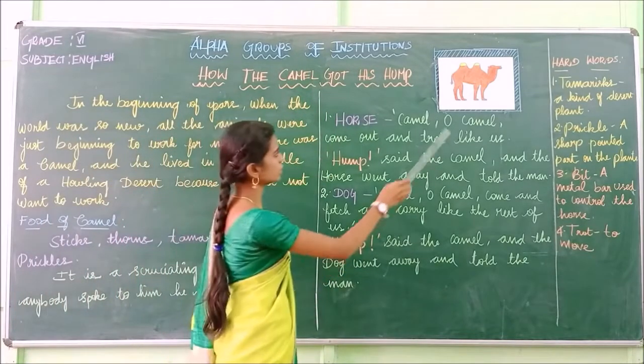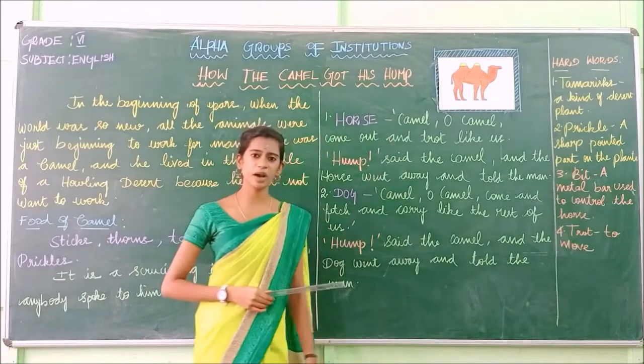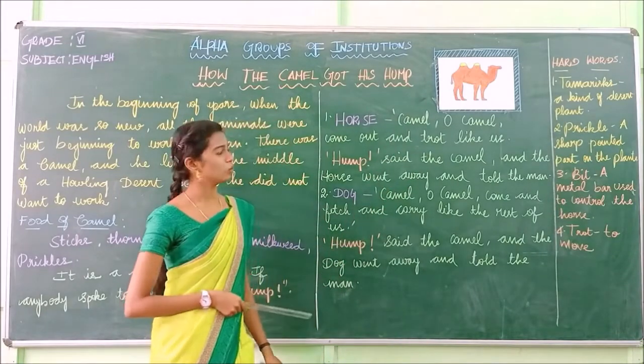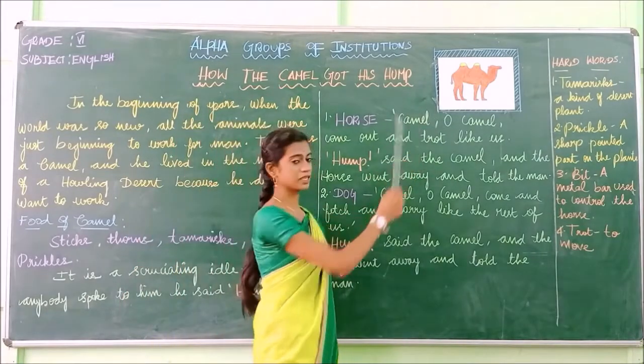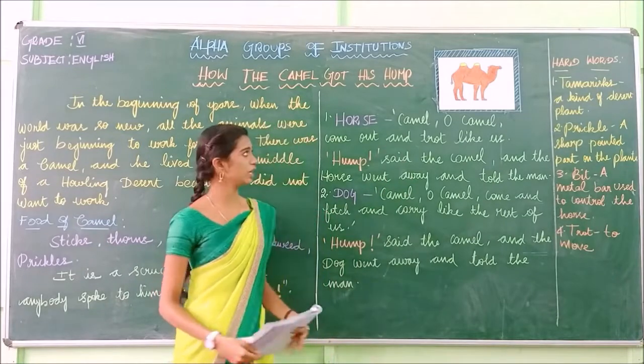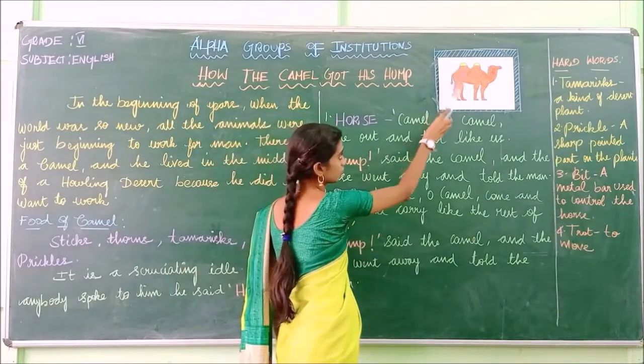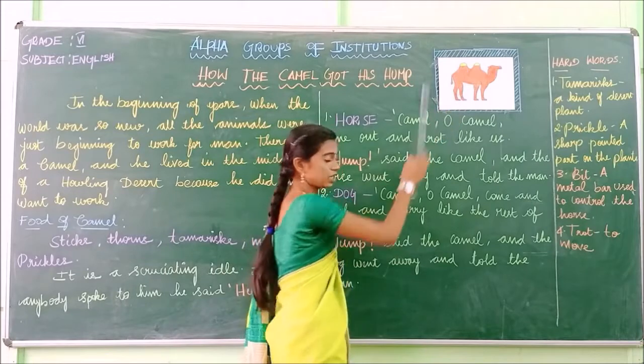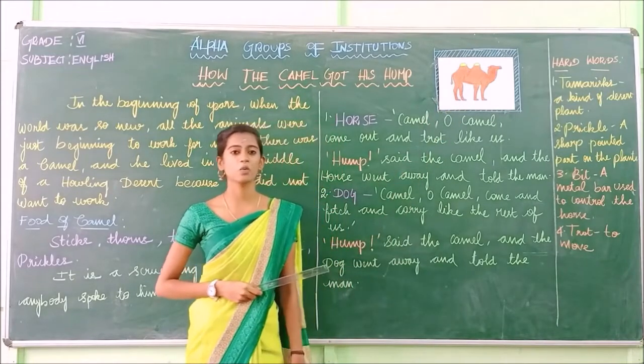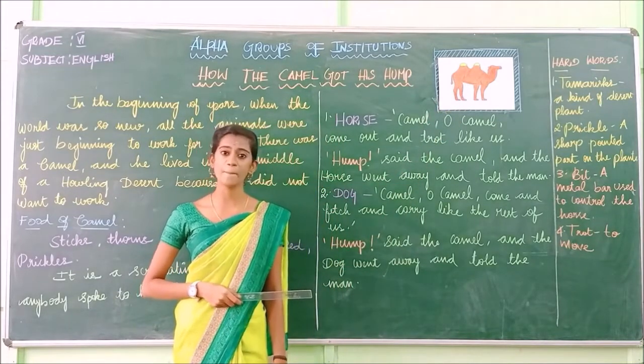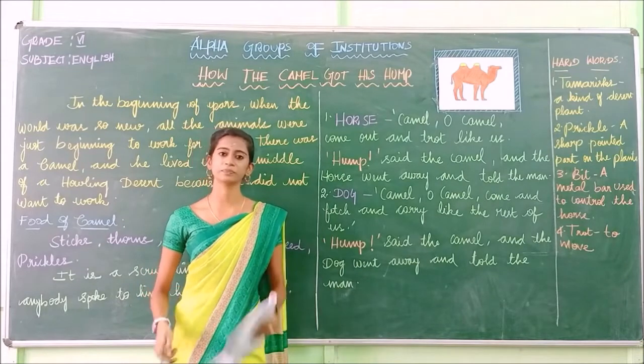Okay. What do you see in this picture? Can you identify? What is this? Very good. This is the picture of a camel. See the bulging part. These two bulging parts are known as the hump. What is known as the hump of the camel?